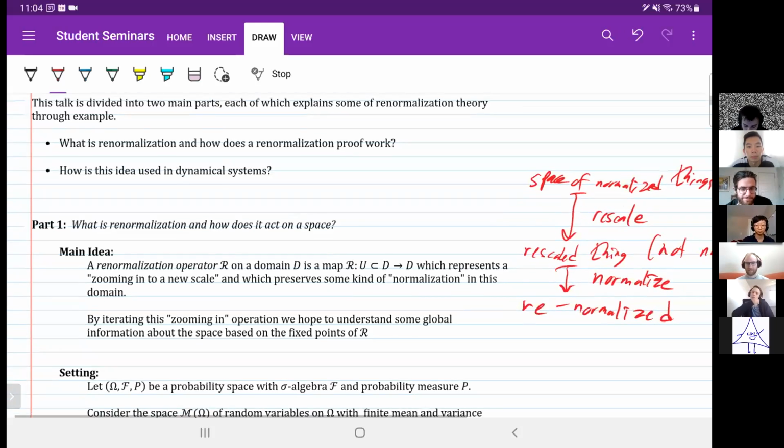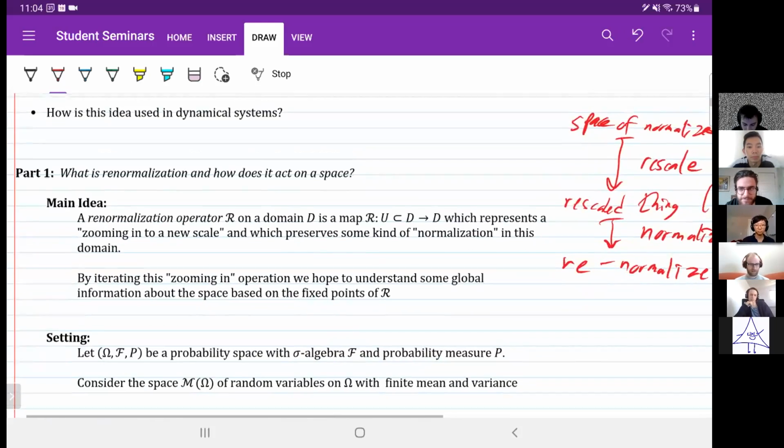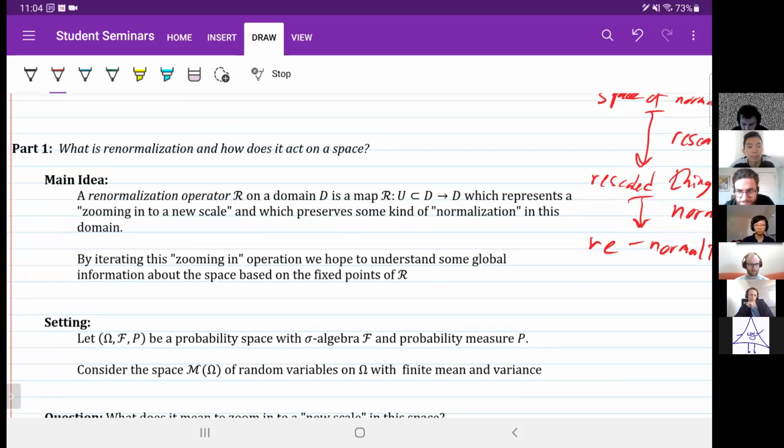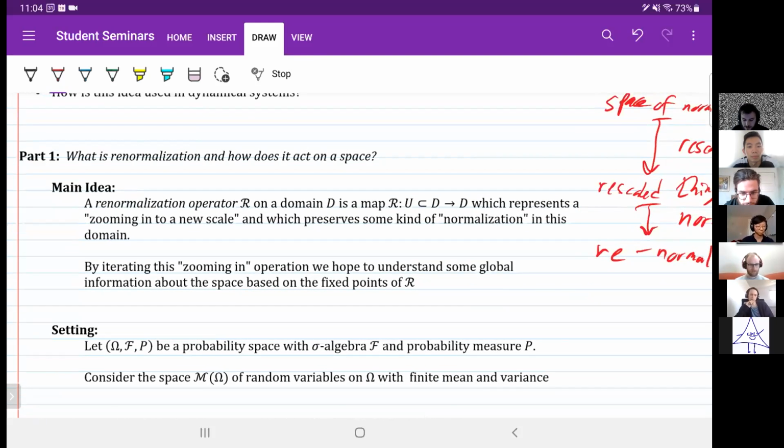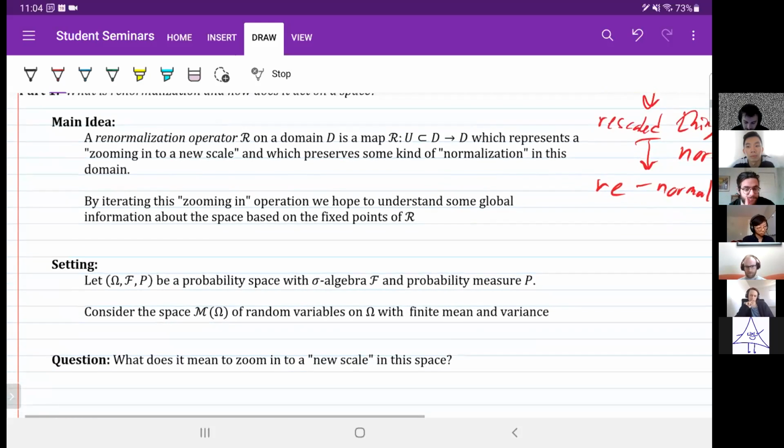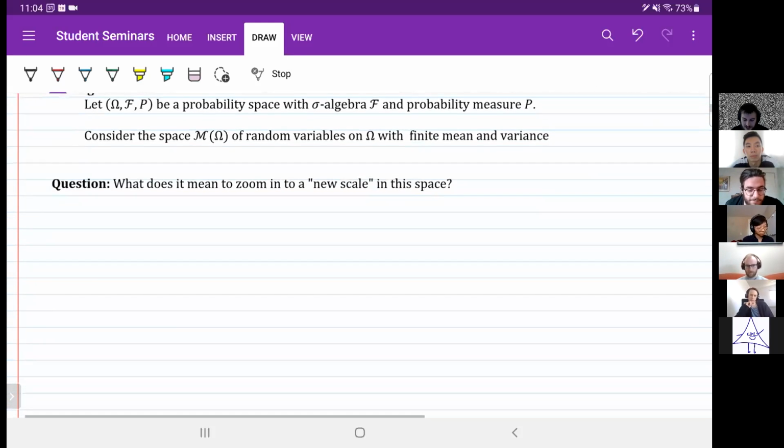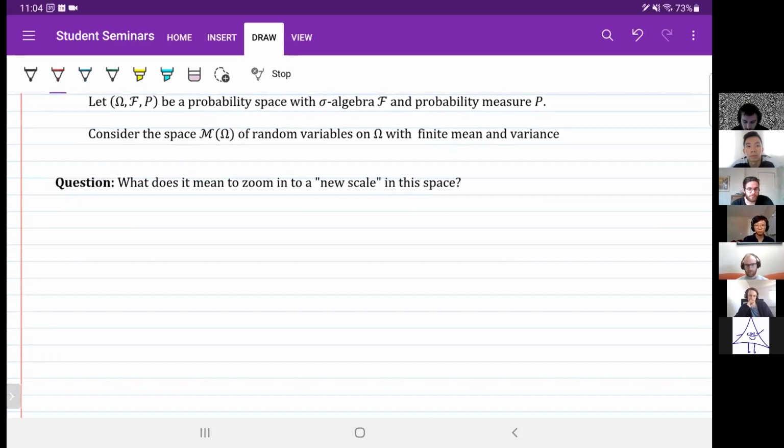So let's talk about this in the context of probability. Let's look at a probability space, omega, with some sigma algebra and probability measure. What we're interested in is the space of random variables, which is to say measurable functions into R. All you need to really think about here is probability distributions on R, with finite mean and variance. Okay, and so the question is, when I've defined this space, it's not even obvious that there is a notion of scale, let alone that I can change it. So what does it mean to zoom into some sort of new scale in this space?